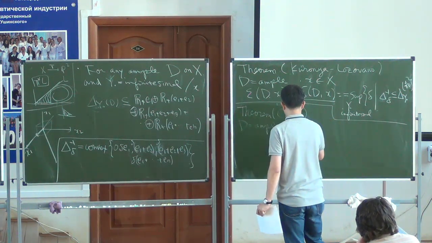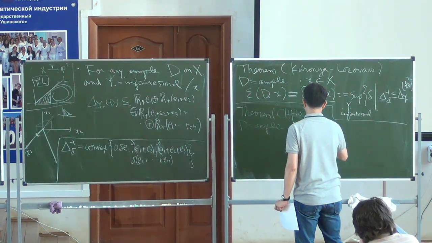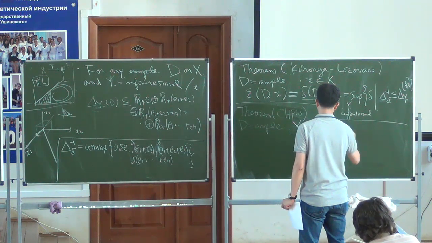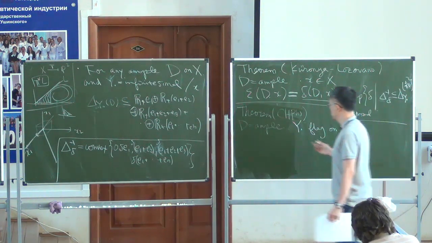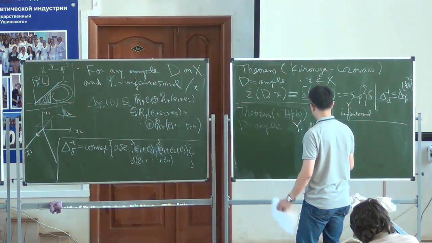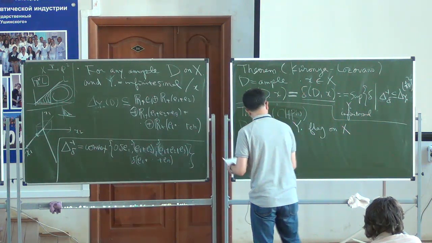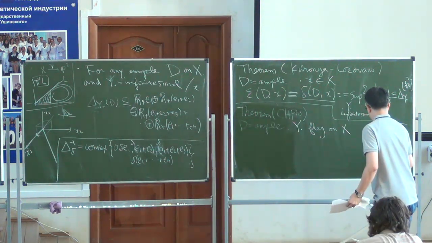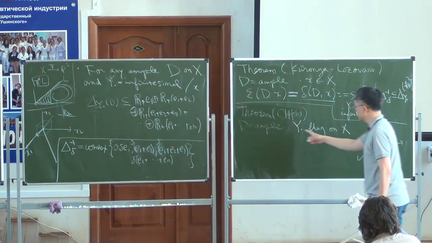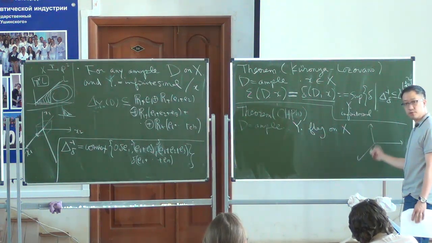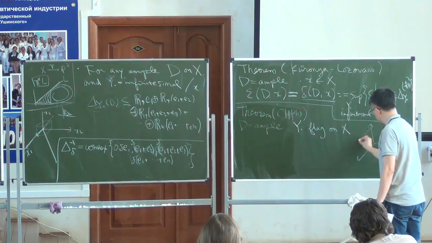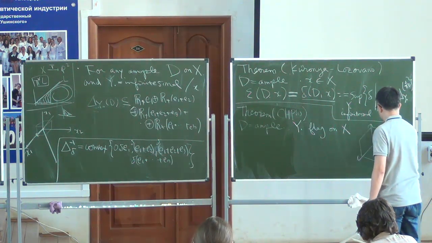And Y is any flag on X. Okay, so we don't blow up; we don't consider the birational models. So D is ample, Y is a flag on X. Then we know that the Okounkov body of D with respect to Y contains some neighborhood of the origin. Okay, so it will look something like this.